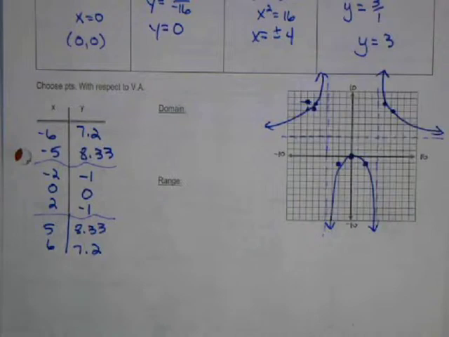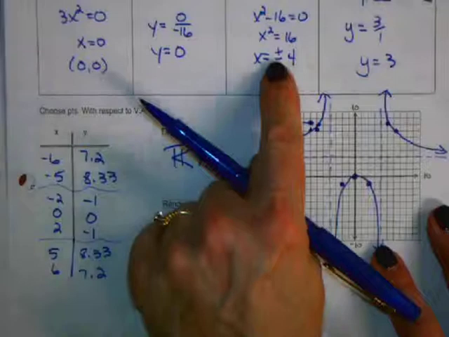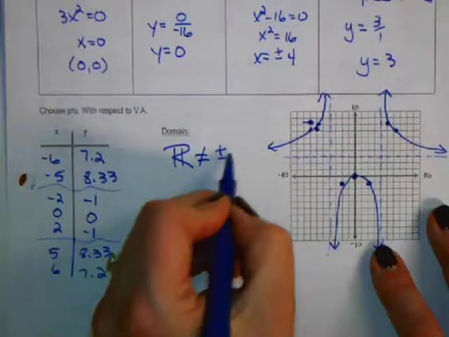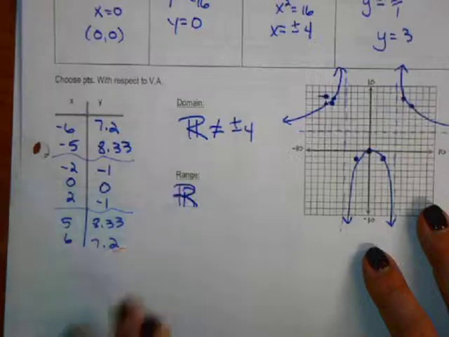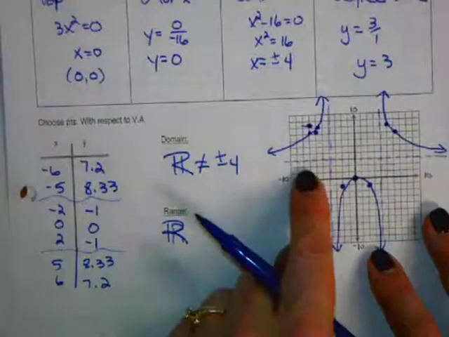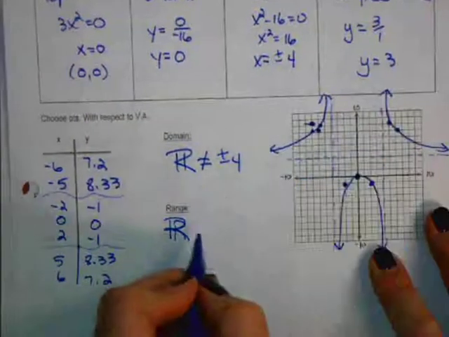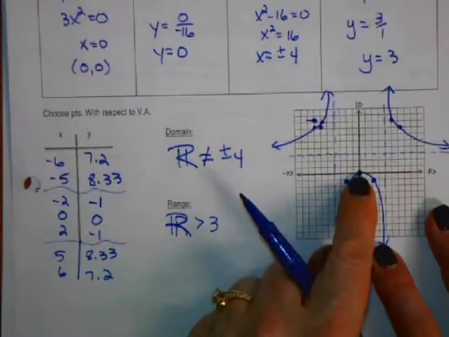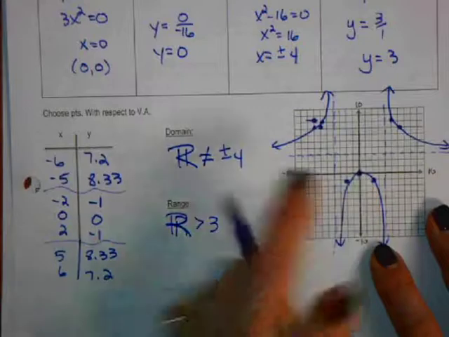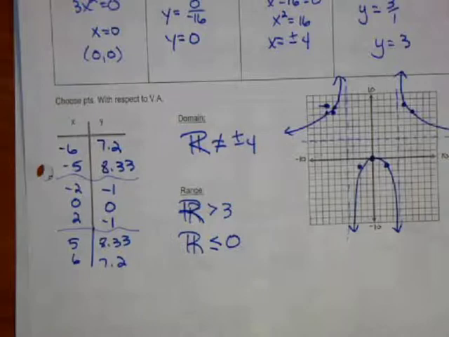We do have to talk about domain and range. Okay, the domain is all reals, but can't be what? Plus or minus 4. Right. And the range is all reals. These do keep going, so it's all reals, just greater than 3. This one doesn't go any higher than what? 0. Less than or equal to 0. That's true. Okey-dokey.